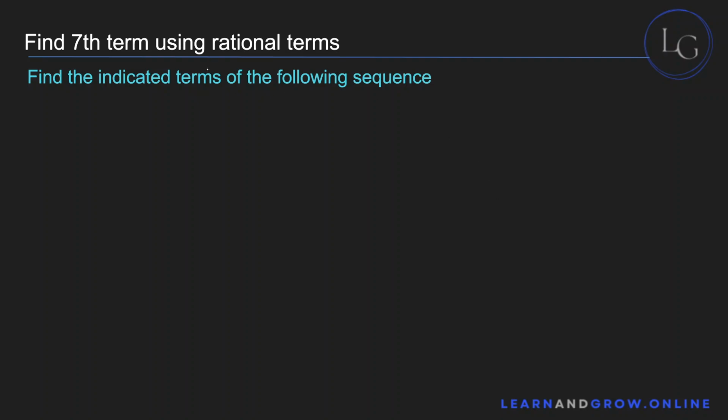Let's find the seventh term using rational terms. So this gets a bit more tricky than it did before. Those were just simple integers. These are rational numbers. So let's see how we'll deal with this. We'll deal with this the same way we did before, but now the pattern is a bit difficult to find. We have A1 is 1, A2 is 3 by 2, A3 is 5 by 4, and A4 is 7 by 8, and we have to find A7.